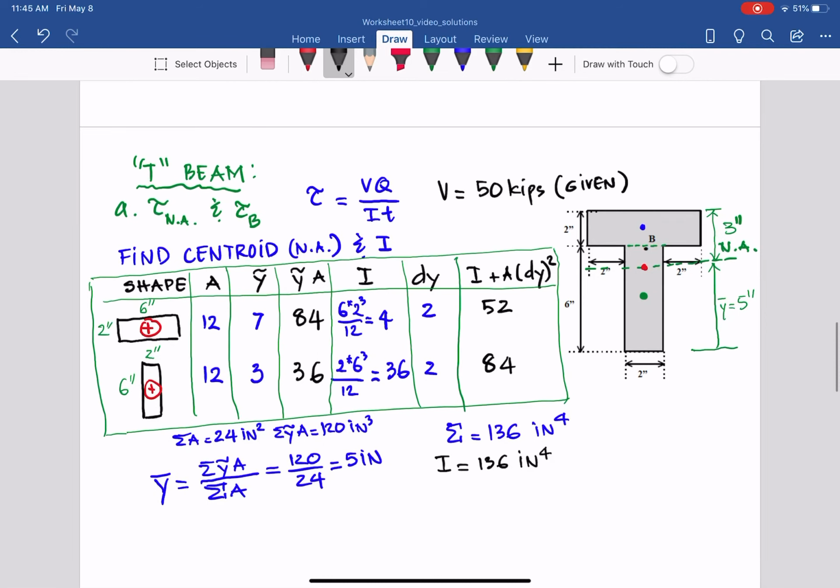So let's stop here and move on to the next part to really touch the question asked. What is the tau at the neutral axis? What is the tau at point B? And then the distribution of the transverse shear stress throughout the cross section.